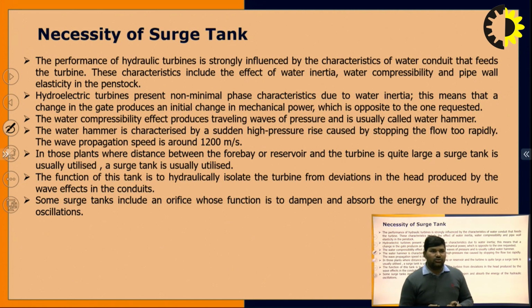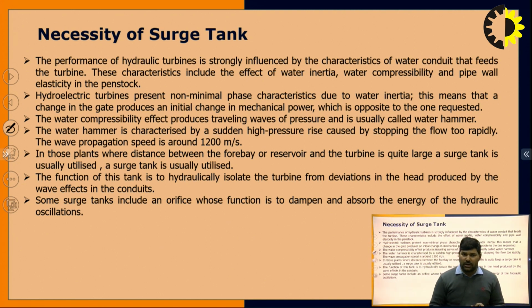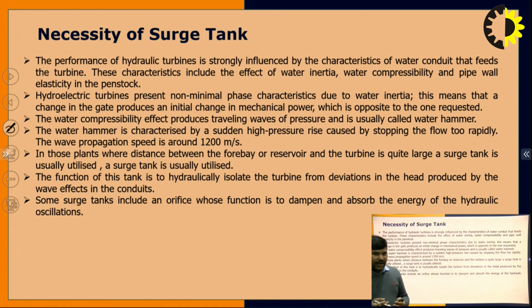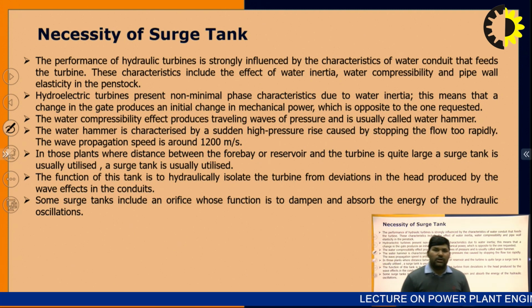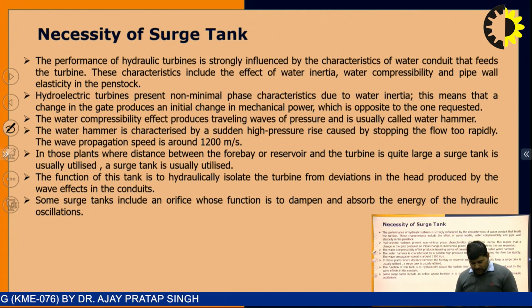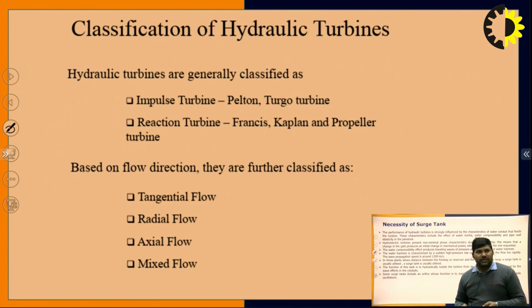So, in those plants where the distance between the forebay or the reservoir and the turbine is quite large, the surge tank is usually utilized. The function of this tank is to hydraulically isolate the turbine from deviations in the head produced by the wave effect in the conduit. Some such tanks include an orifice whose function is to damp and absorb the energy of the hydraulic oscillation. So, these are some functions of the surge tank, and why such a tank is required.